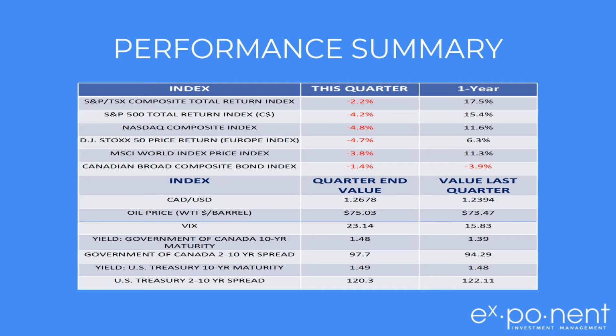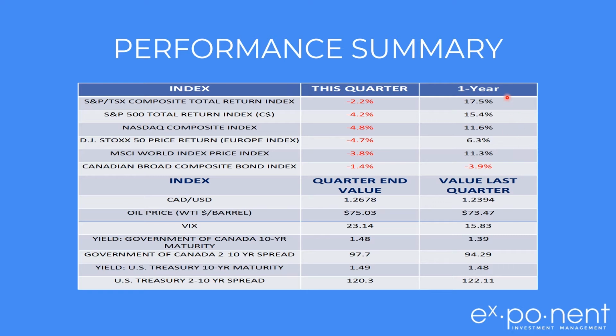So let's get started. The first chart I'm going to show you is our usual performance summary table, where we're showing you the indices from Canada, the US in Canadian dollar terms, as well as the NASDAQ, Europe, and global indices, as well as the Canadian bond index. The point here for this quarter: everything is red, everything is negative. The TSX, the Canadian market, did slightly better than the rest of the markets, and the bonds did okay as well, slightly negative. But they are still negative for the year.